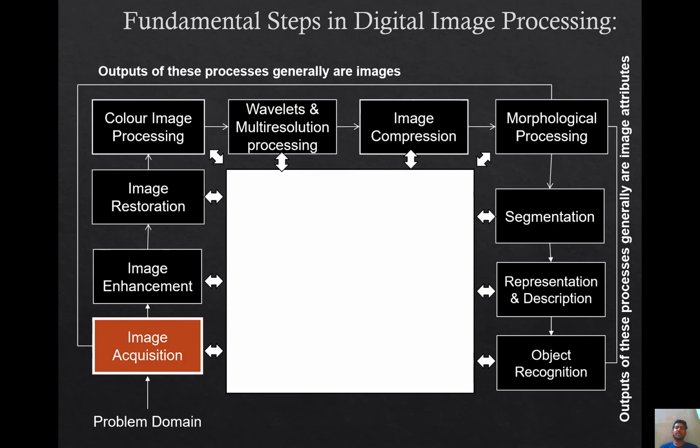Fundamental steps in digital image processing. The output of these processes generally are images. There you can see image acquisition, image enhancement, image restoration, color image processing, wavelets and multi-resolution processing, image compression, morphological processing, segmentation, representation and description, and object recognition. These are all the steps involved in image processing.